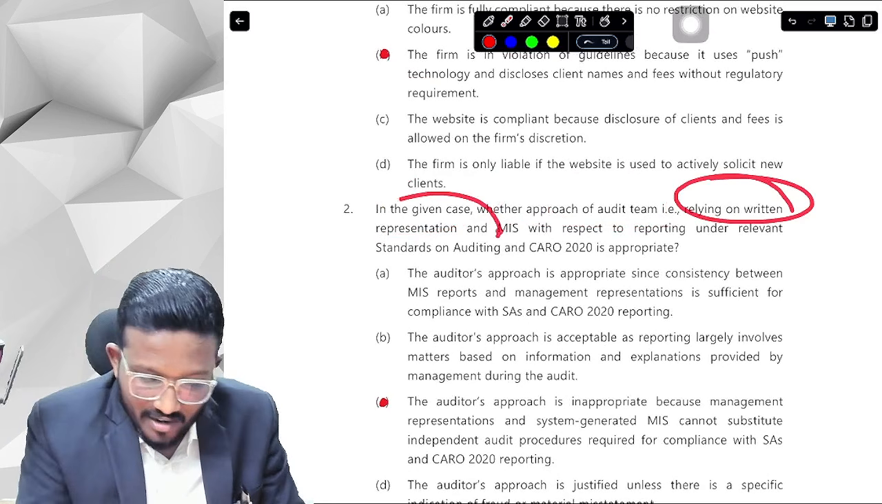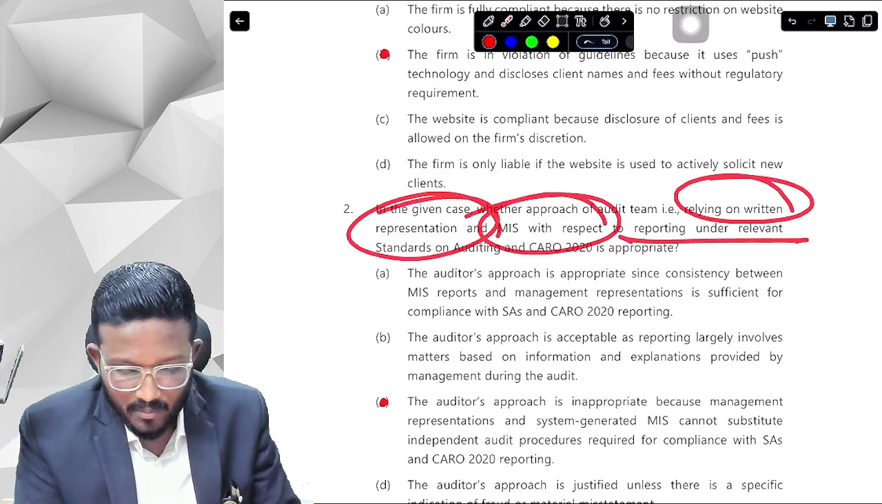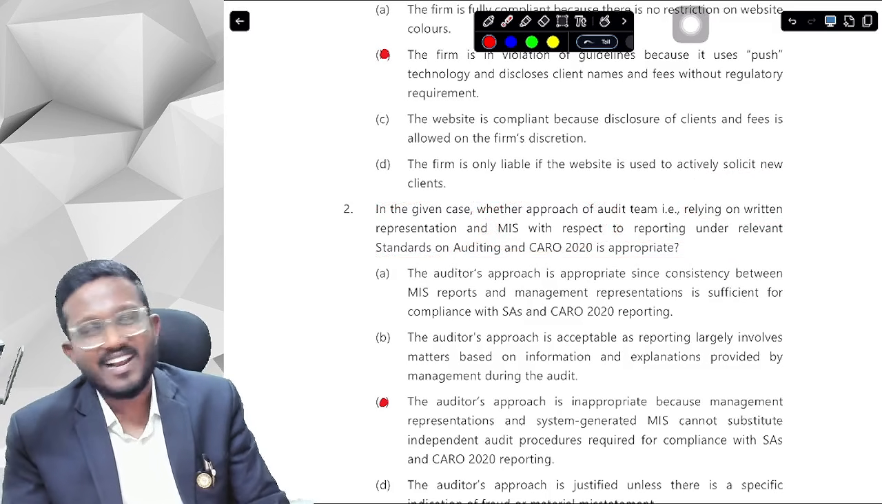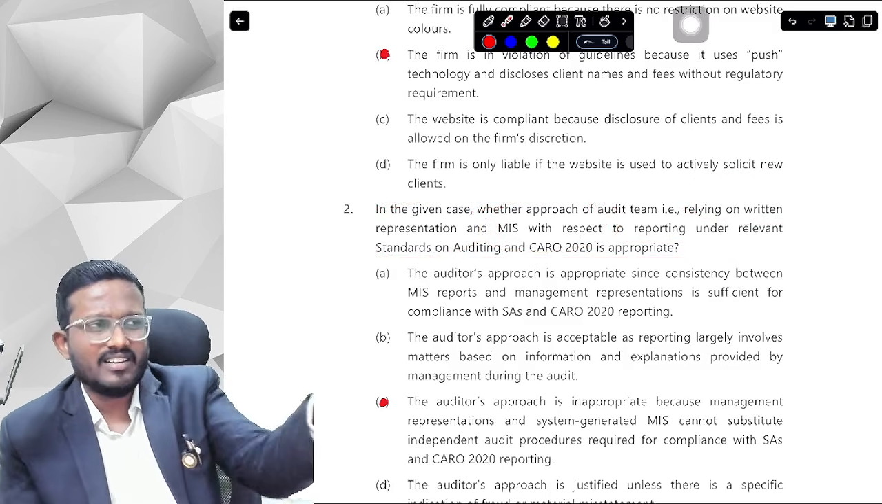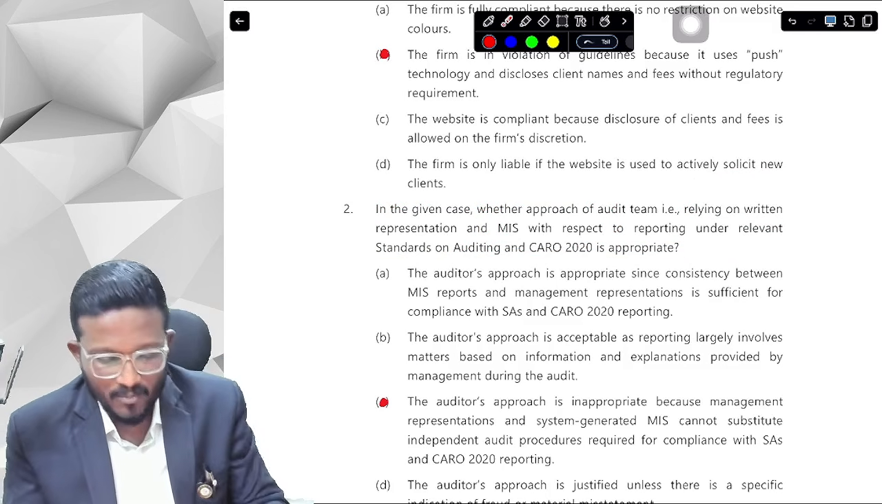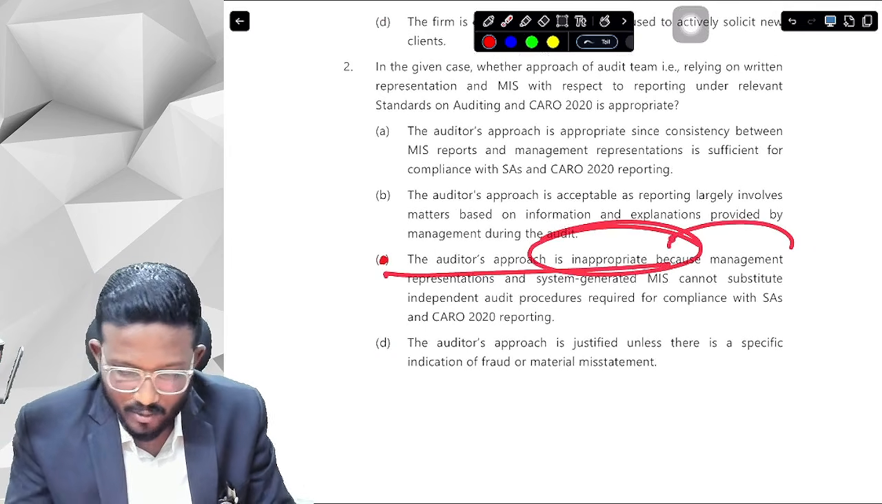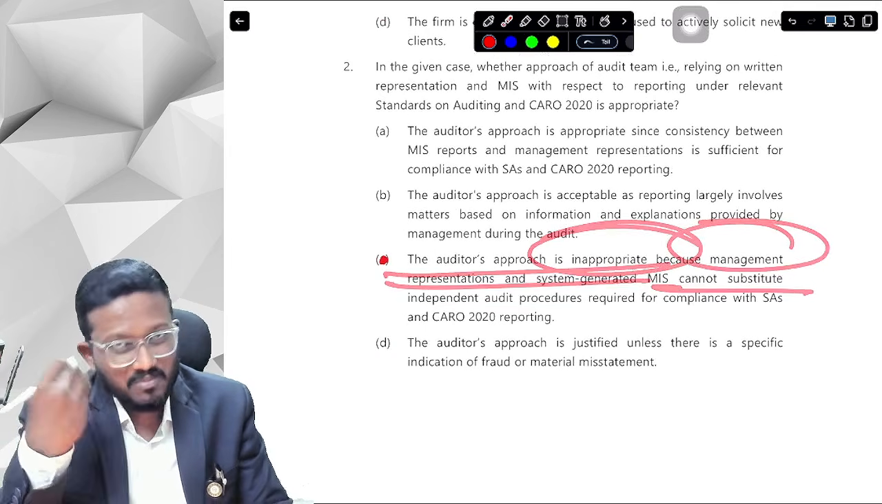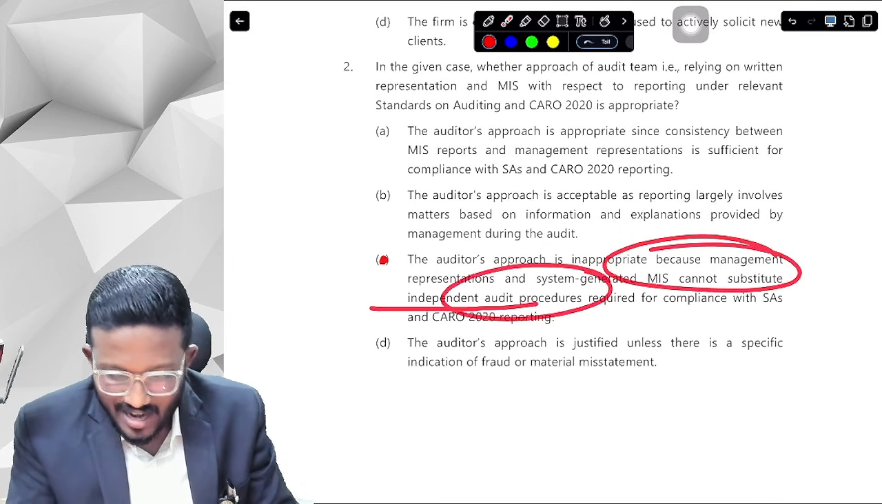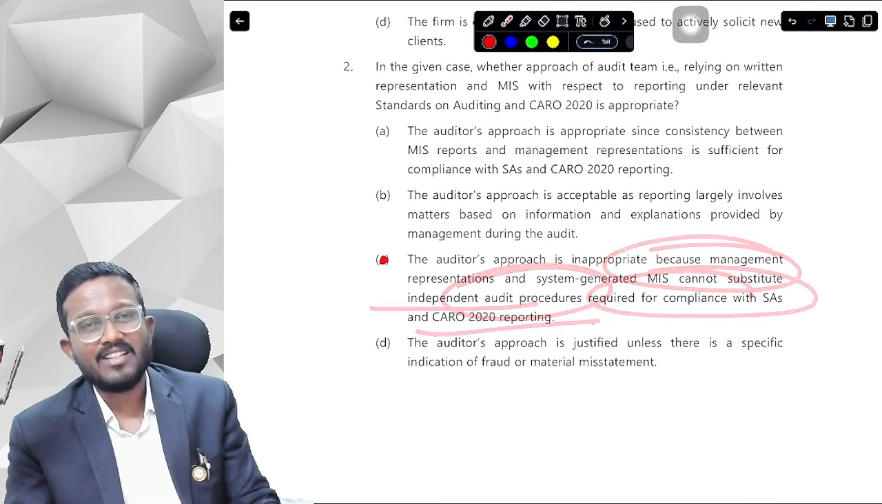Next, in the given case, what is the approach of auditing? They are relying on written representation and MIS with respect to reporting under CARO and SAs. Is it appropriate, sir? No, you cannot just rely on written representation and any data that is derived from the MIS. You need to perform more audit procedures and obtain more audit evidence. So the auditor's approach is not appropriate because management written representation and MIS cannot substitute our independent audit procedures for complying with SAs and CARO.